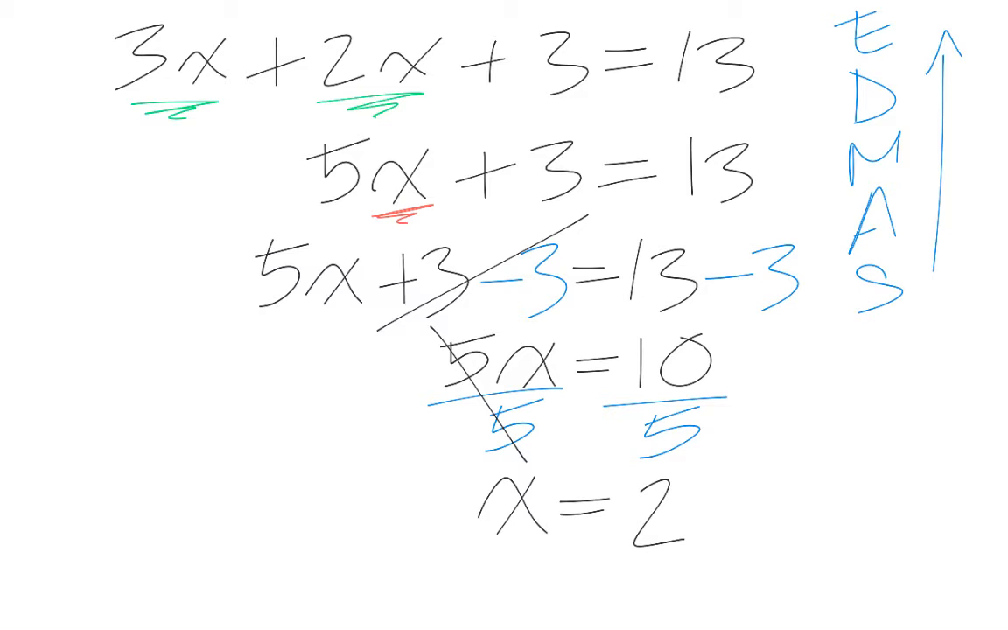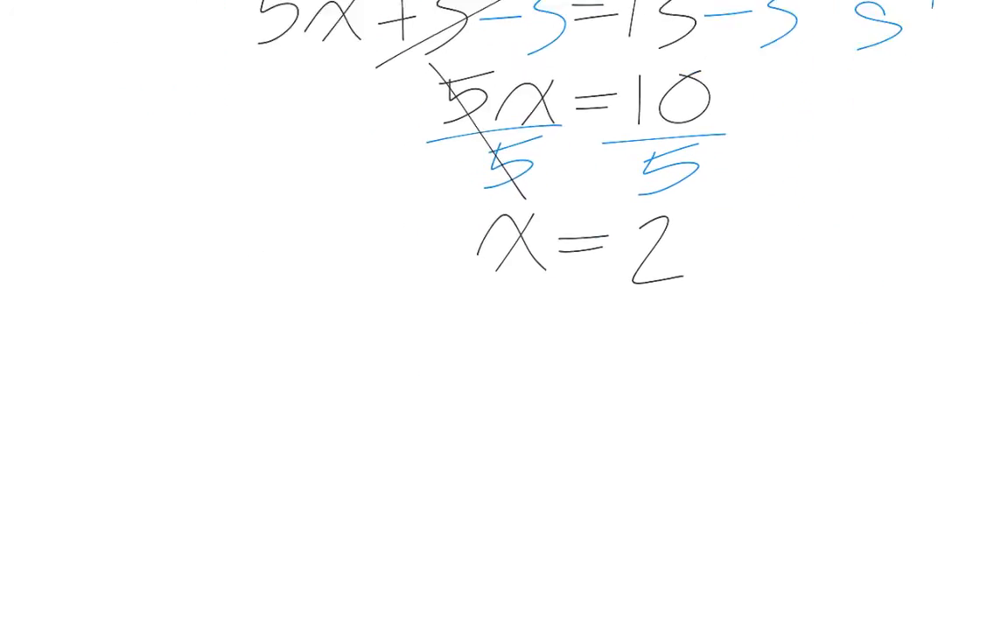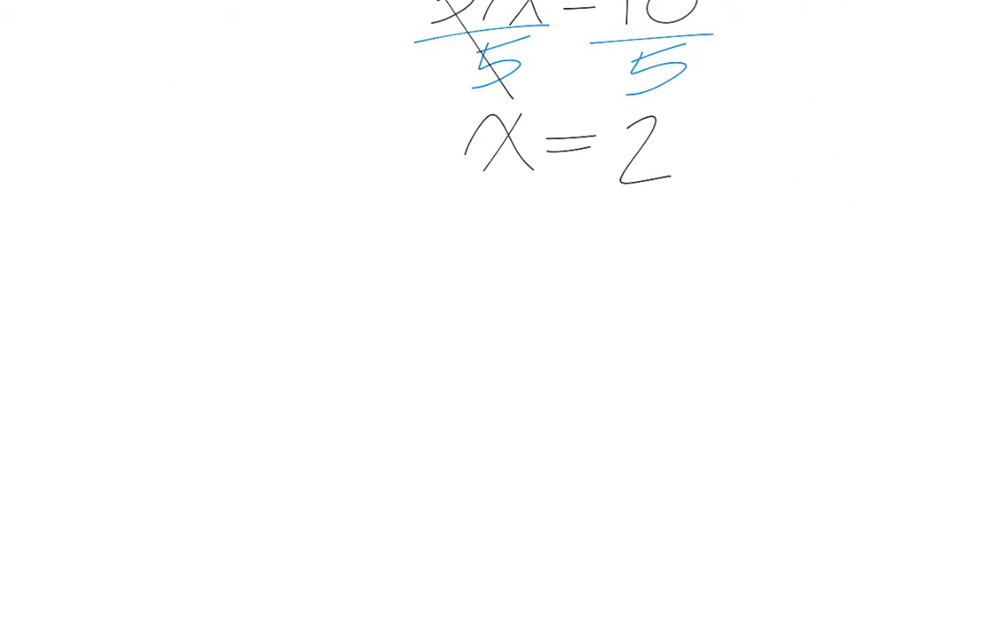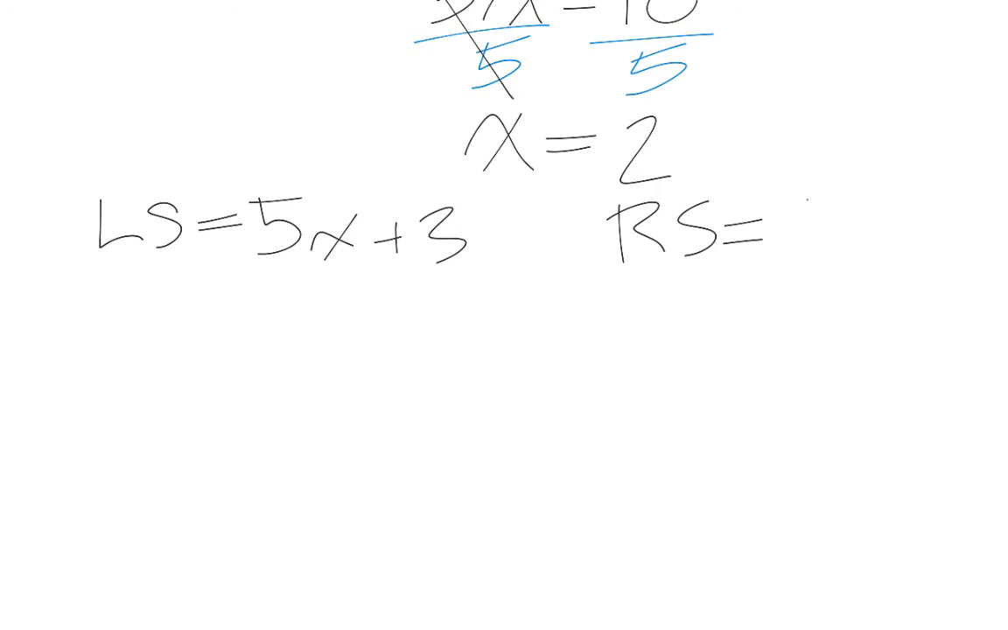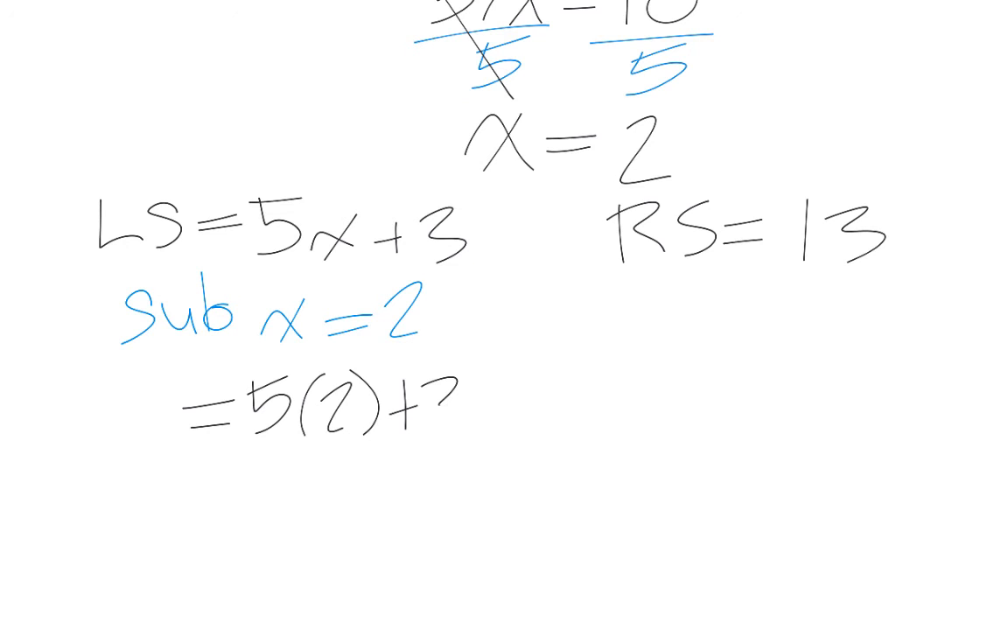We have to check to see if x equals 2 is correct. That means we're going to have to do a left side equals right side check. I'm going to be using the simplified form of the equation from above. So therefore, the left side is equal to 5x plus 3, and the right side of the equation is equal to 13. On the left side of the equation, I'm going to substitute in x is equal to 2, which means instead of writing the variable of x, I'm going to replace it with the number 2 within brackets.